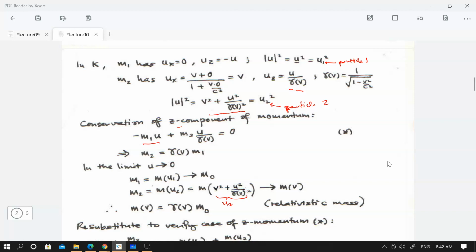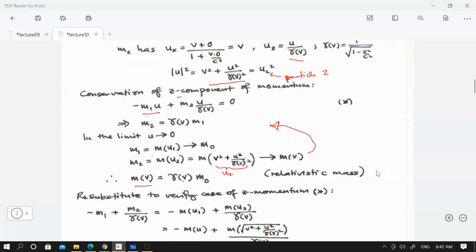From there, one substitutes back into here. In this limit where u goes to 0, I will have m2 equals m of v, and your m1 goes to m0, the rest mass, times gamma v. So this would be the formula for the relativistic mass.